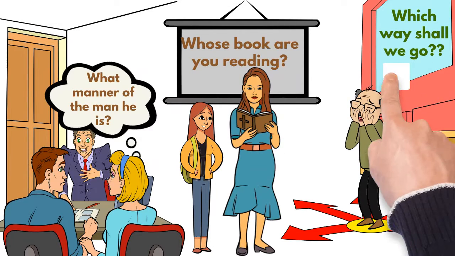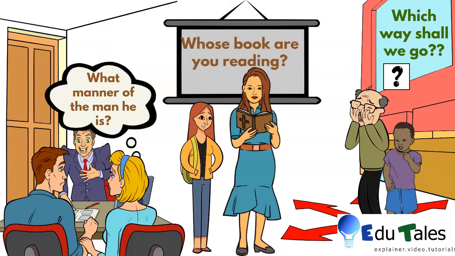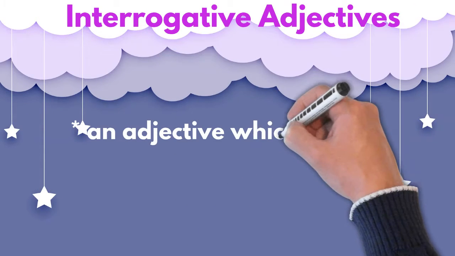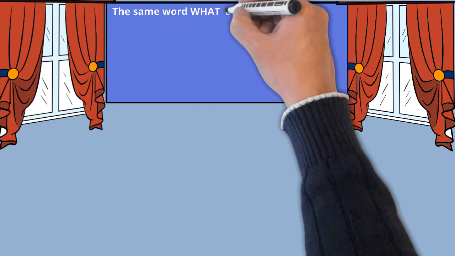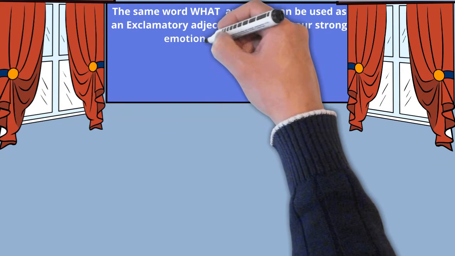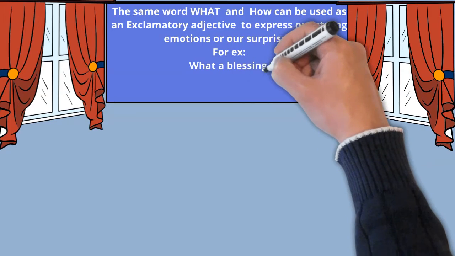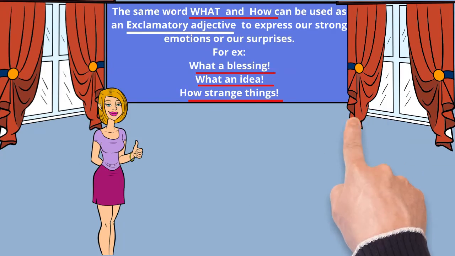The words what, whose, and which are adjectives since they describe the manner, book, and way respectively. As they ask questions, these adjectives are called interrogative adjectives. An interrogative adjective is an adjective which asks a question. Examples: what, whose, and which. The same words what and how can be used as exclamatory adjectives to express our strong emotions or our surprises. For example, what a blessing! What an idea! How strange things!